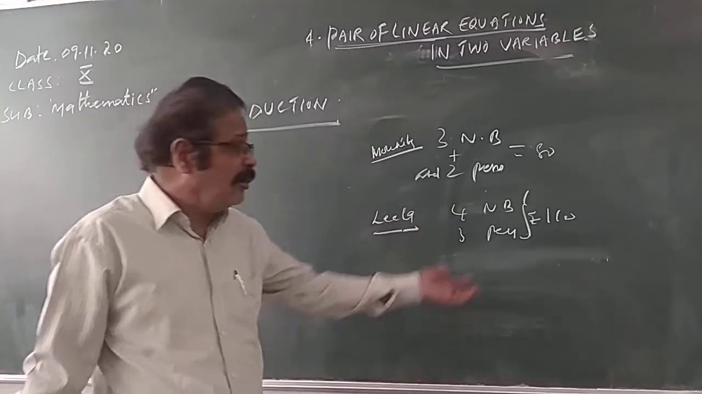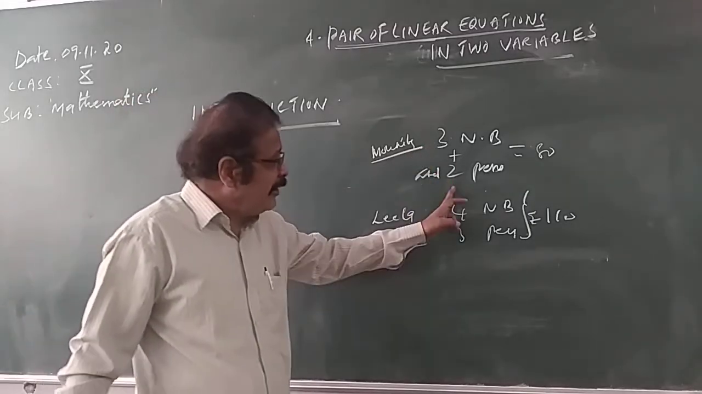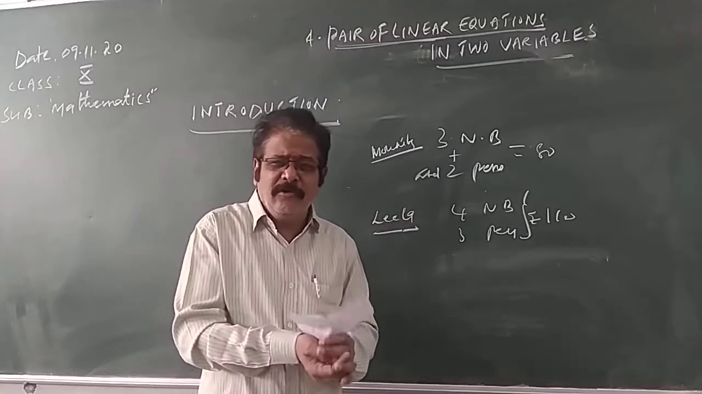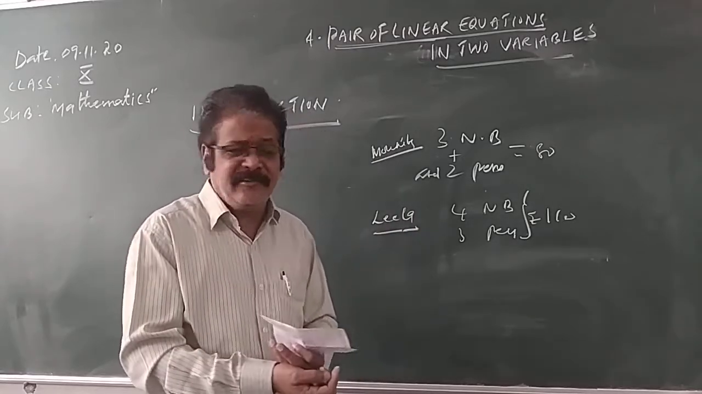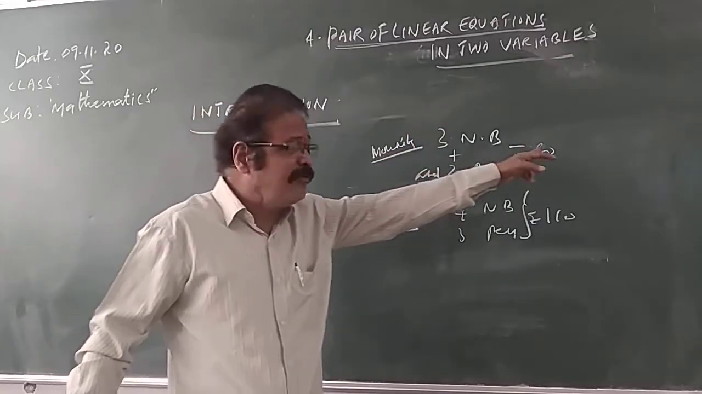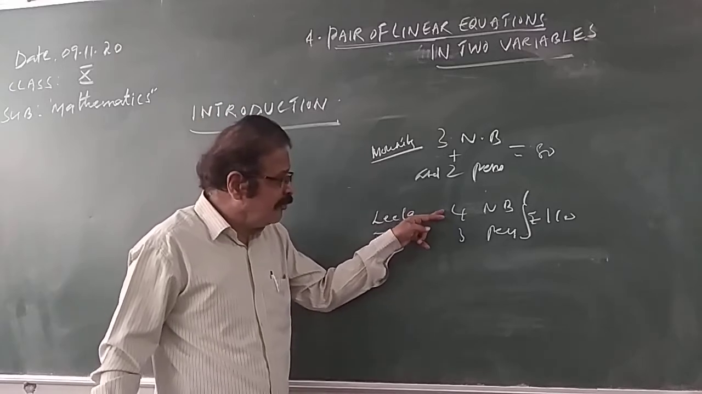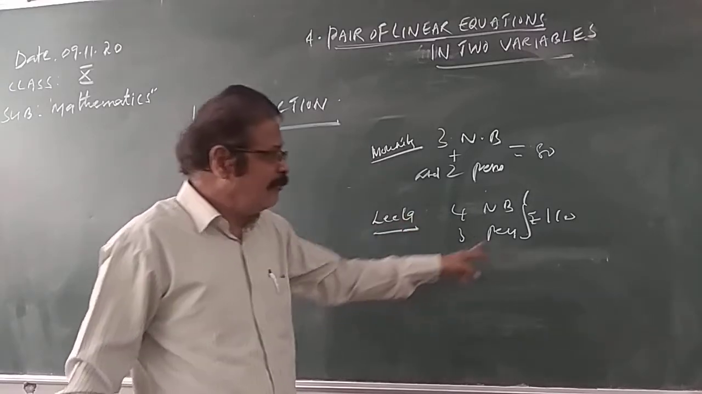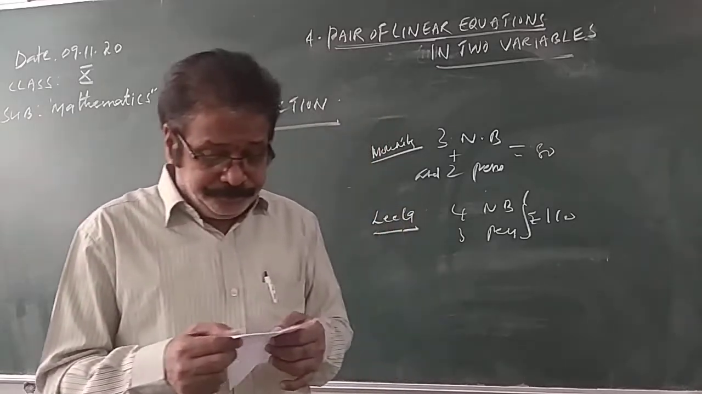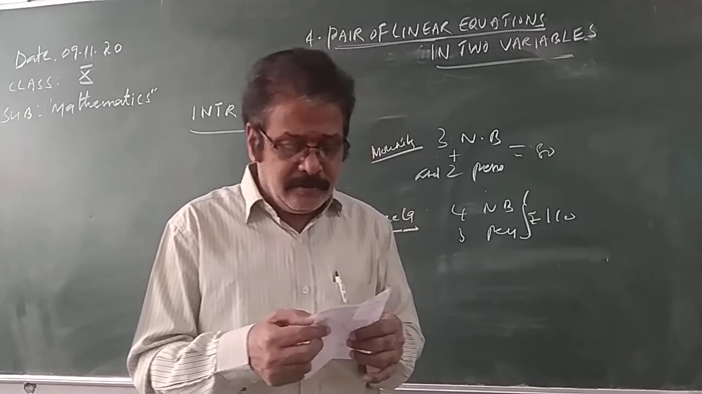So who paid more? Leela paid more. Why? We don't know. Here Monica bought 3 notebooks and 2 pens together, and we don't know the individual costs. We don't know the cost of a notebook or the cost of 1 pen. 3 notebooks plus 2 pens she bought for 80 rupees. Similarly, Leela bought 4 notebooks and 3 pens by paying 110 rupees.